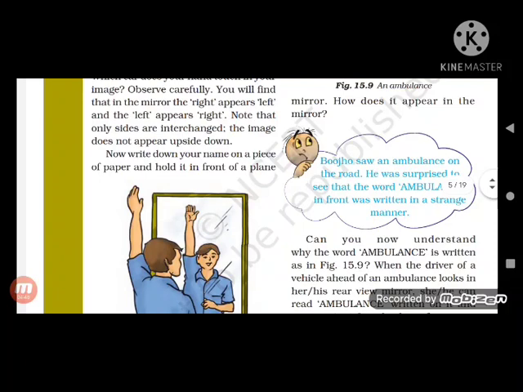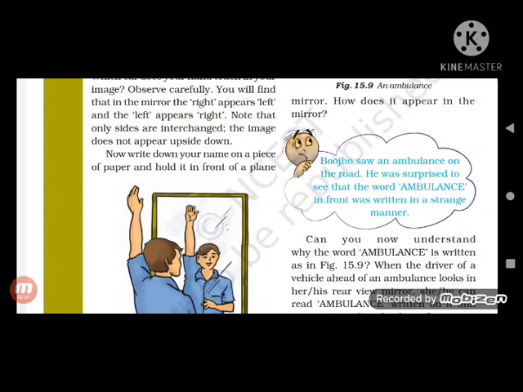So now write any letters on the paper and put it in front of the mirror, and you will see some letters are looking different. They are not showing the same as we have written.